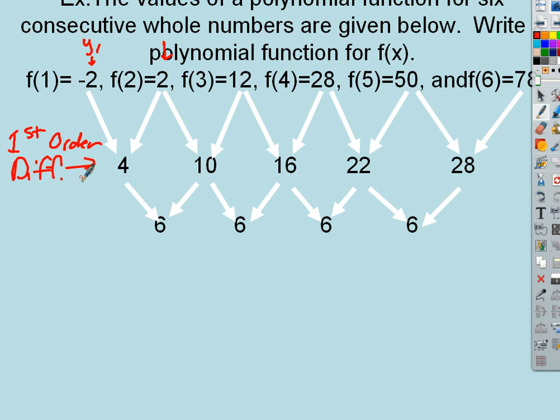Okay, so it's the differences, meaning subtracting the y values, right? 2 minus negative 4, 12 minus 2, 28 minus 12, etc. And then these would be the second orders. And if I had to keep going, the next would be the third orders.